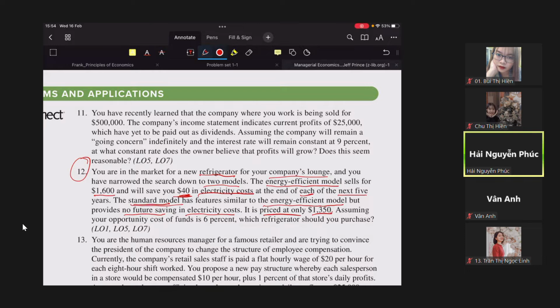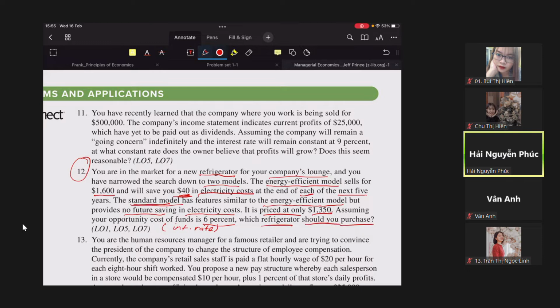Further, you have another piece of information. The opportunity cost of funds is 6%, or in other words, we say the interest rate is 6%. And they ask you which refrigerator should you purchase.